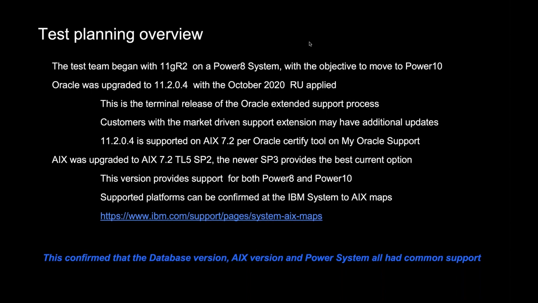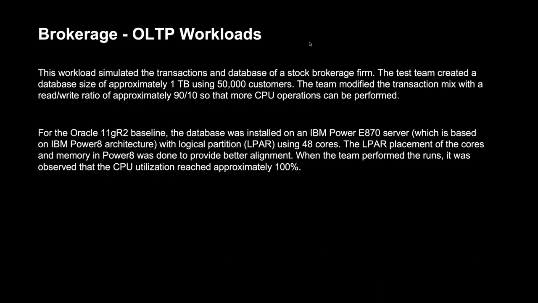So the important step for you to make is, when you validate any kind of upgrade, look at the Oracle certification matrix, make sure you understand your Oracle supported versions, look at the AIX version requirements, and then integrate those two pieces and make sure that you can identify a compatible level for both product sets. And that's the exercise we went through. So the first workload is what we call the brokerage or OLTP workload.